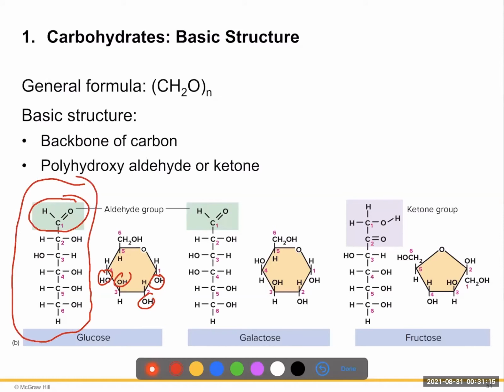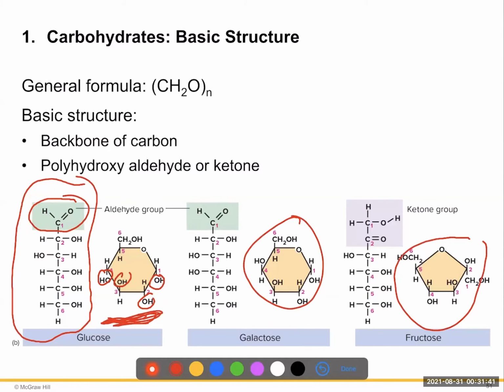But if you draw these out, they fold over. This is how they exist in the body. They exist as these ring structures in the body. Glucose and galactose are six-pointed ring structures. There's one oxygen in there. There are 5 carbons in one. Now, fructose is a 5-member ring structure. You see the difference in shape between glucose, galactose, and fructose.